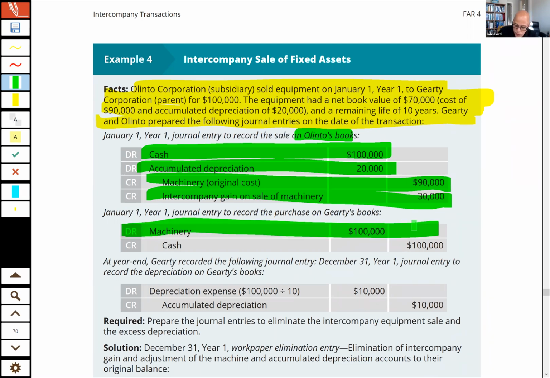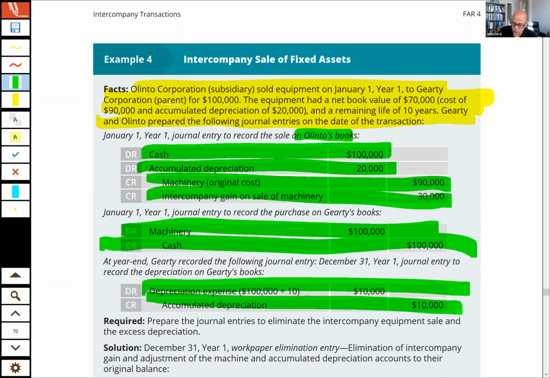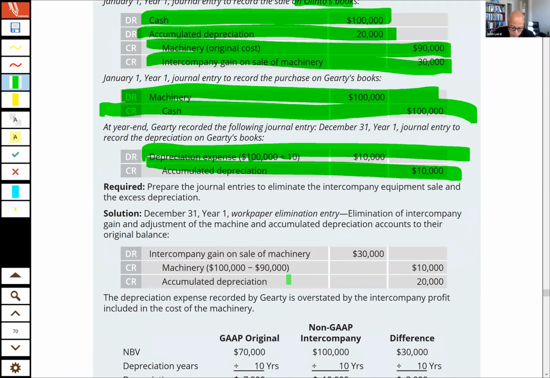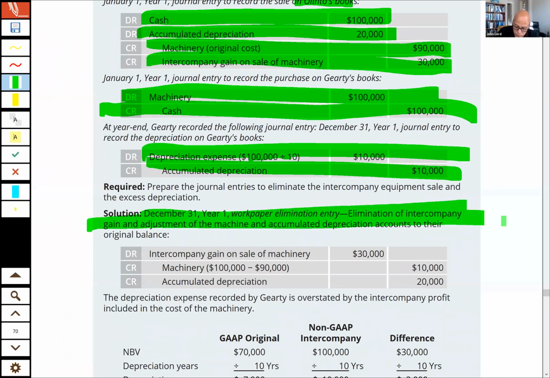On the purchaser's books, of course, we have 100,000 debit machinery, credit cash. And then on the purchaser's books, we take 10,000 of depreciation because they told me it was 100,000, and then we said it had a 10-year life remaining, no salvage value. So that's 10,000 depreciation that we're taking now on the purchaser's books. So then we have to prepare the eliminating entry for this transaction.